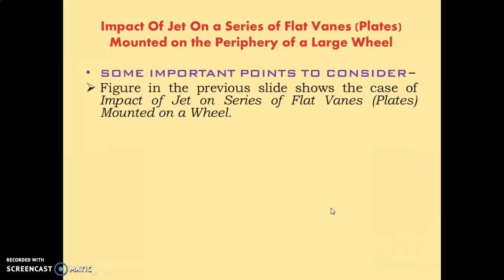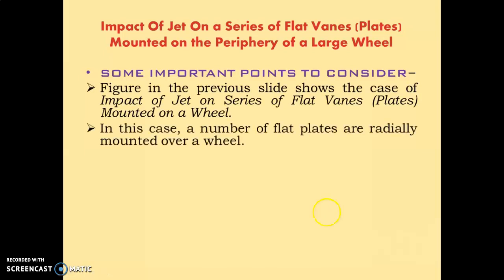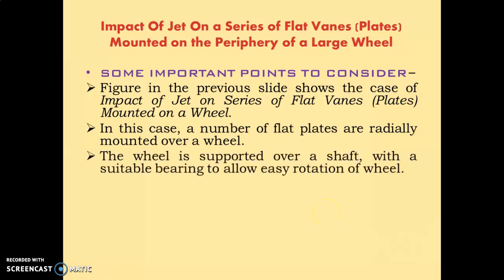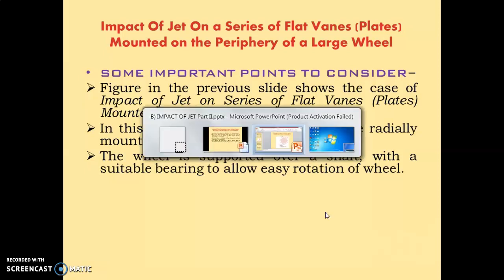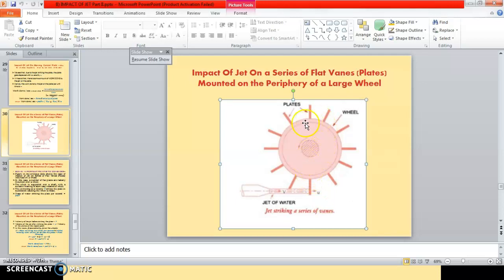Now we will see some important points to consider. A number of flat plates are radially mounted over a wheel, which we have seen. The wheel is supported over a shaft with a suitable bearing to allow easy rotation of the wheel. What this shaft does is it allows the wheel some rotation due to the jet striking the plate.